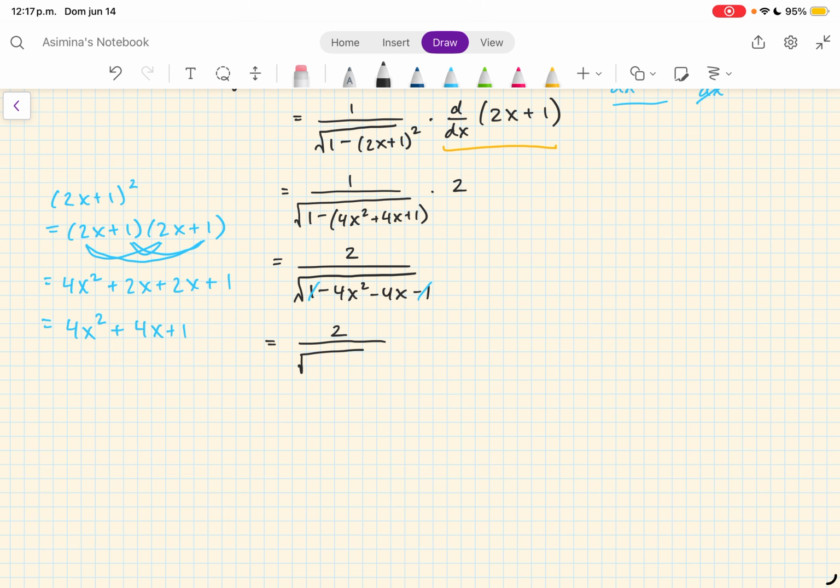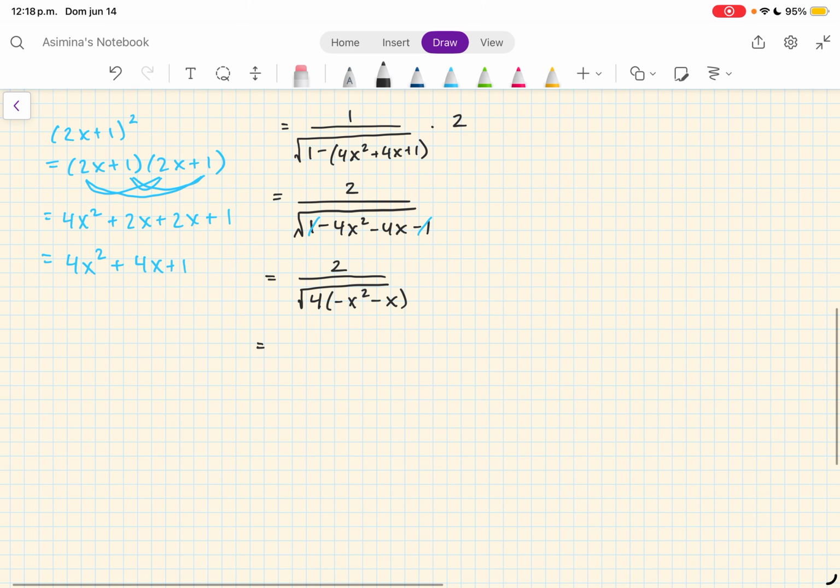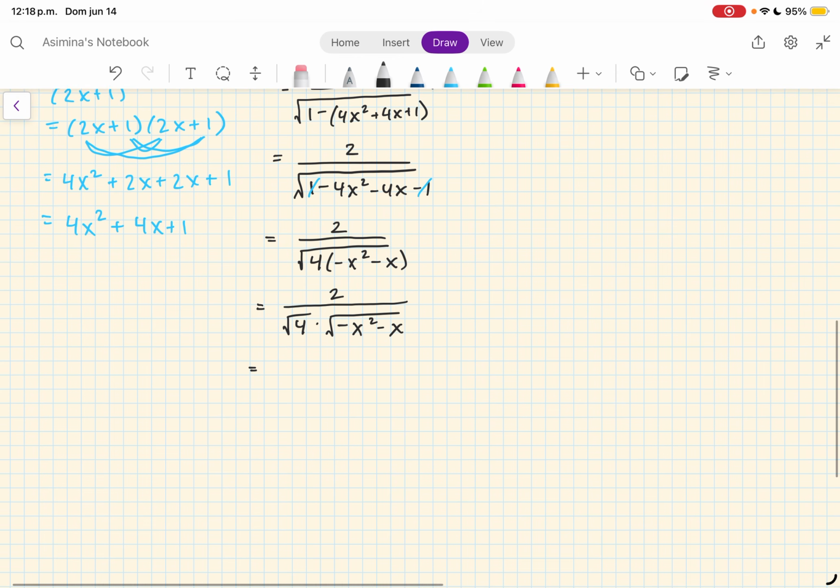So this becomes 2 over the square root of 4 times negative x squared minus x. So now I can take out the 4 using just square root properties, right? So I have that this is equal to 2 over the square root of 4 times the square root of minus x squared minus x, and we know that the square root of 4 is 2. So we have 2 over 2 times the square root of negative x squared minus x, which we can just go ahead and factor.